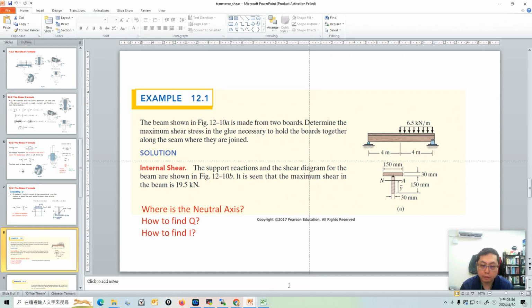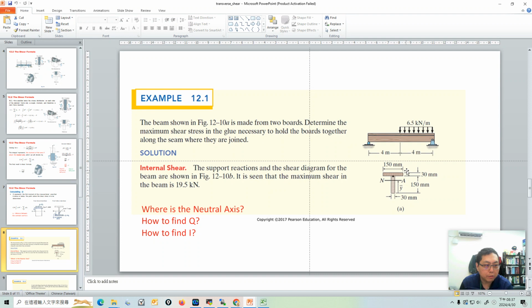It says there's a beam, but this beam is made up of two parts. This beam is made of two boards, and the cross section of this beam is like this. One is horizontal, the other is vertical. So it's just these two boards held together. Use a glue to hold them together.